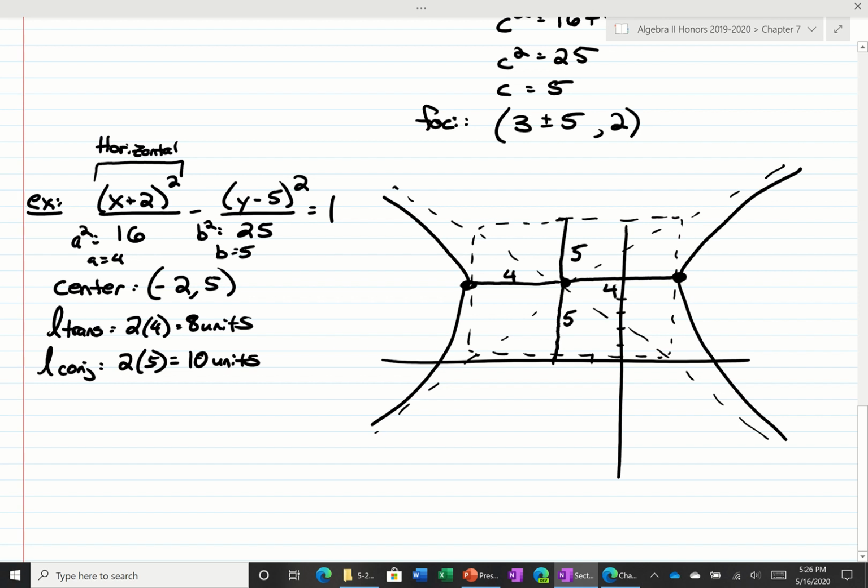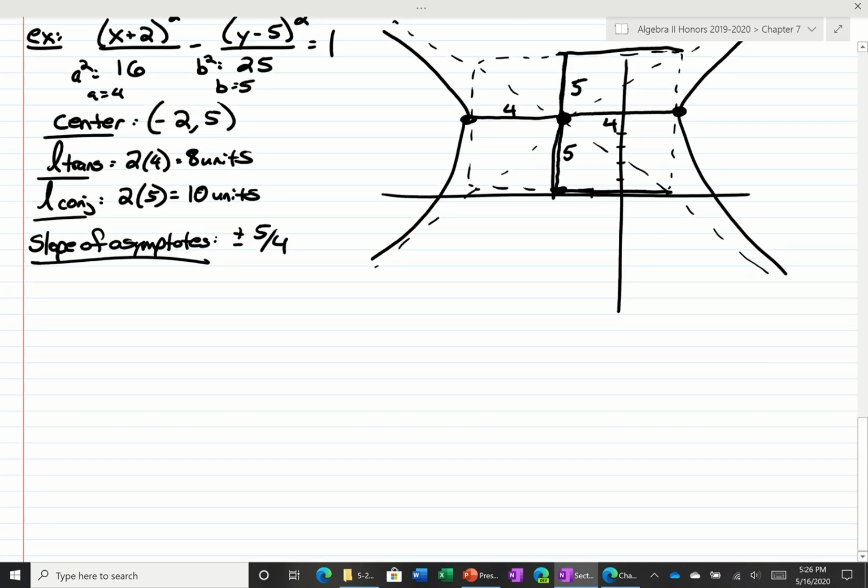And what else do we need to find here? Let's talk about what the slope of these asymptotes are. Now, if you drew it like me, you don't have to memorize any of this stuff. Just look at the picture. It looks like to get the asymptotes, we're going up 5 and over 4, or down 5 and over 4.